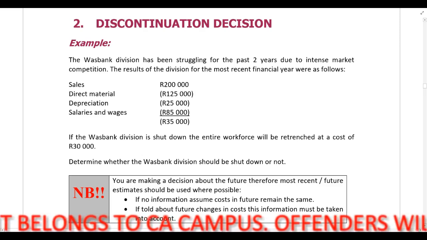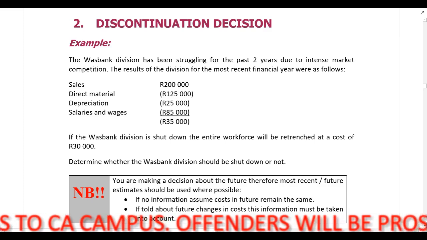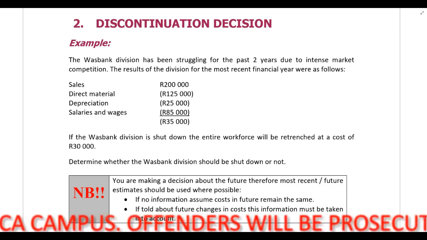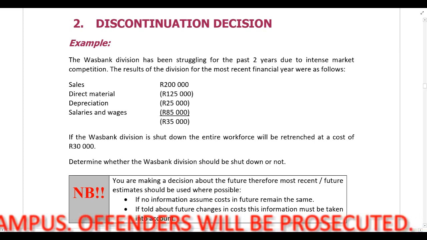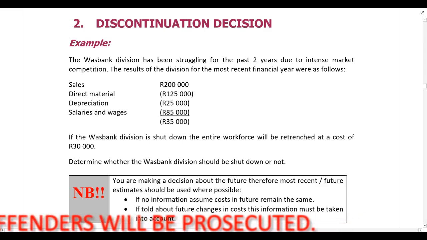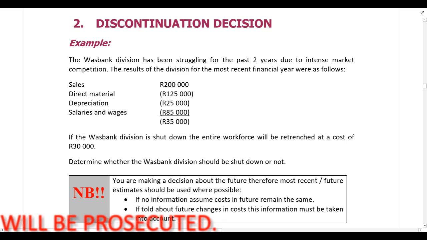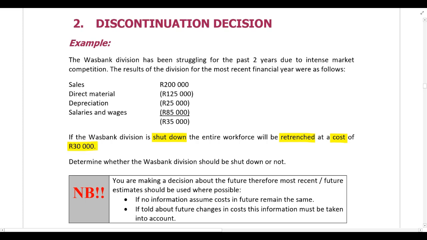The Was Bank division has been struggling for the past 2 years due to intense market competition. The results of the division for the most recent financial year were as follows. So we can see they've got sales, direct material, depreciation, salaries and wages, and they're sitting with a loss of 35,000. And if the division is shut down, the entire workforce will be retrenched at a cost of 30,000 Rand. Okay, so we are looking at shutting down this division, and we have a retrenchment cost over there of 30,000 Rand. And we can see the division is currently making a loss.